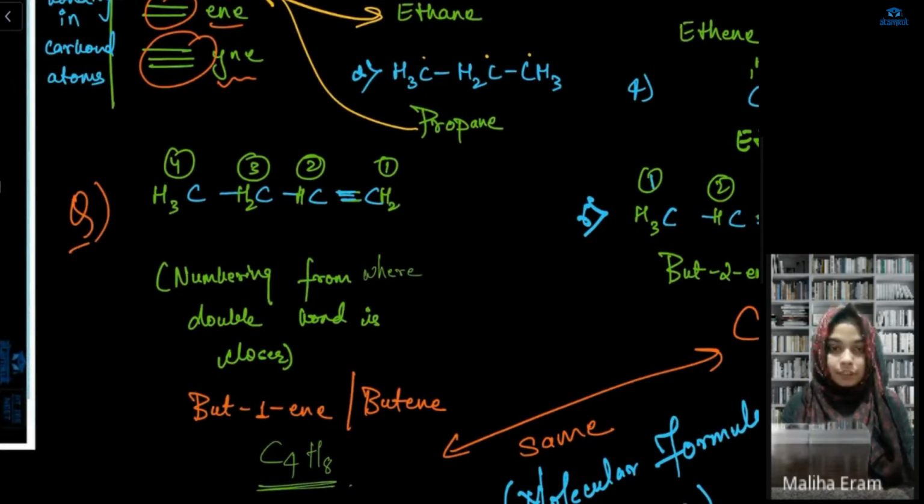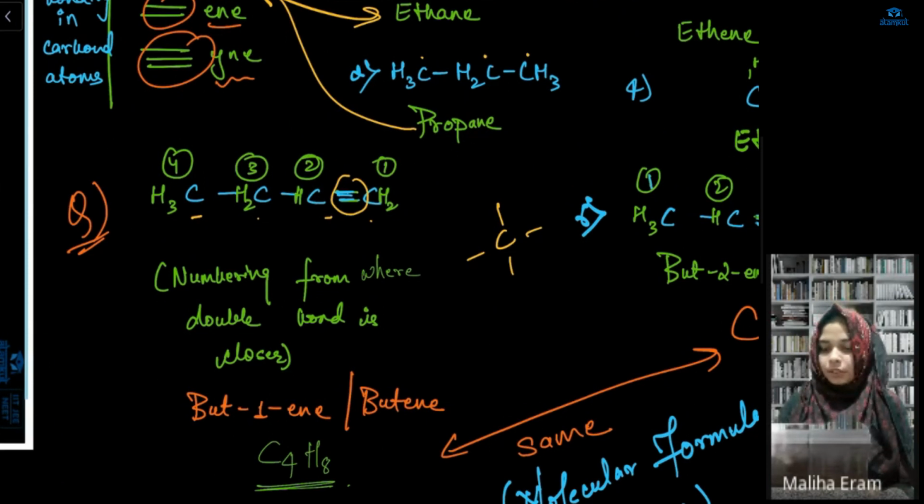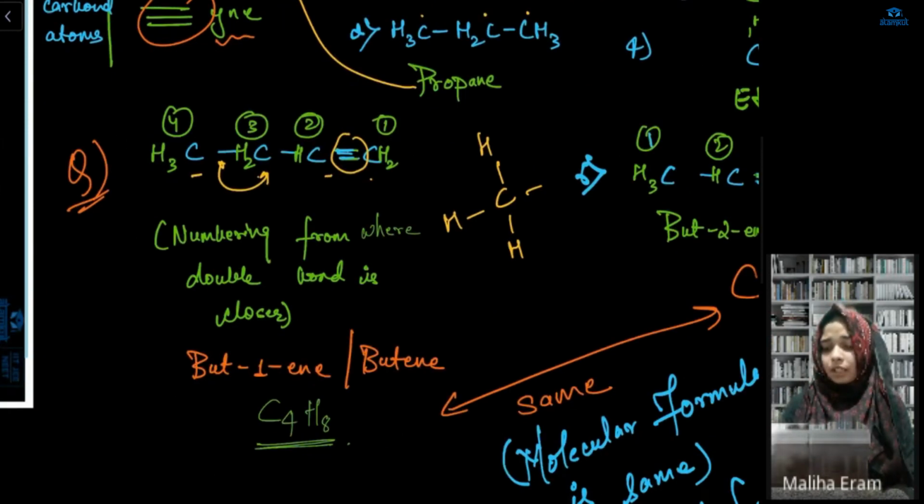Let's say this is my first question, and here I wrote like this: carbon, carbon, carbon, carbon, and this is your double bond. And with each carbon I'm combining hydrogen, because four should be attached to the carbon like this. So here H3, three hydrogens, and one is already attached with this carbon. Now here, numbering from where the double bond is closer. From where the double bond is closer. So it will be what?